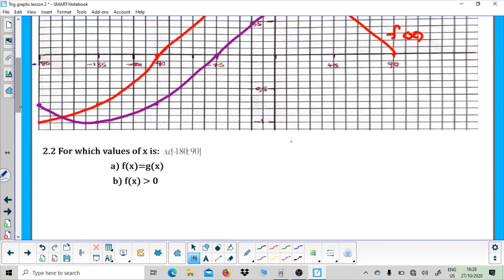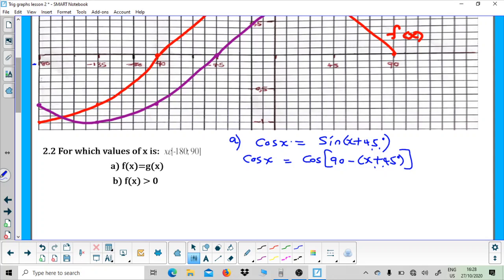When we want to solve a question such as a, we would just write our function of x. I hope we still remember what that one is. That was cos x over there, and then our g of x was sine of x plus 45. The process is the same here as well. If you want to finish this easily, what I said was you change the sine to cosine using your cofunctions. So you're going to say cos of 90 minus x plus 45 degrees. This is you doing your equations.